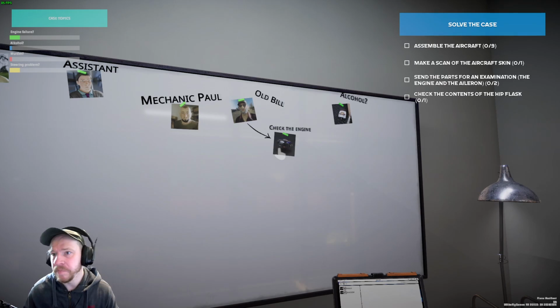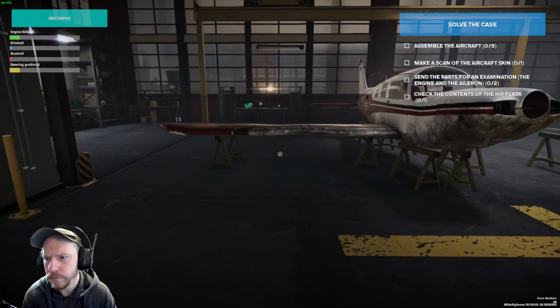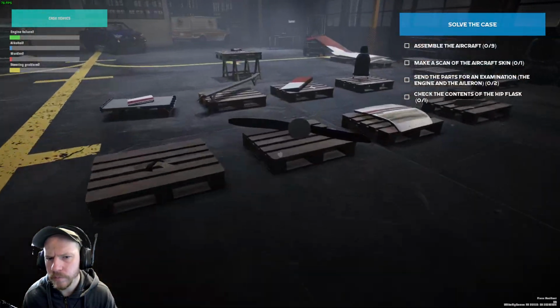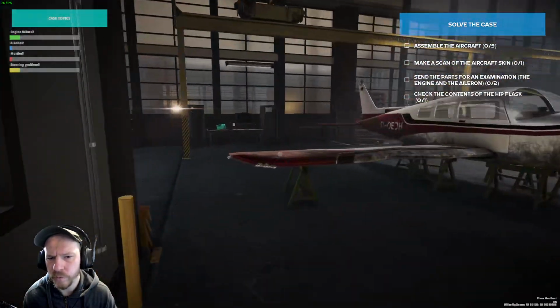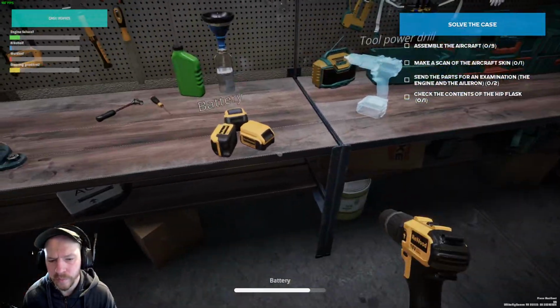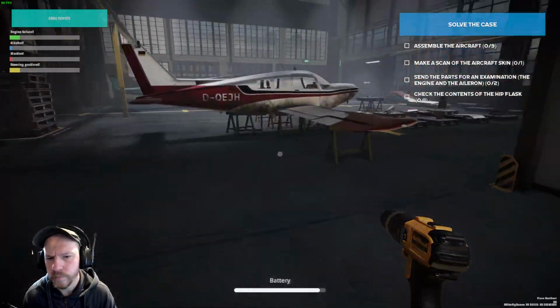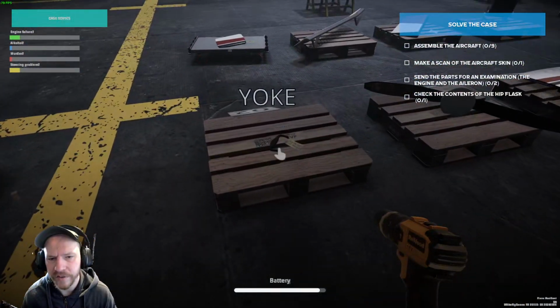Okay, so assemble the aircraft. Right, so we need this fresh battery. And let's start assembling the aircraft.